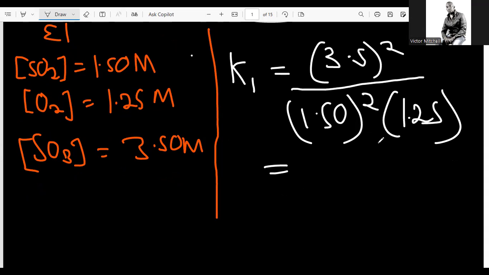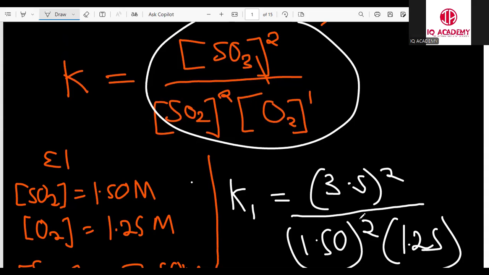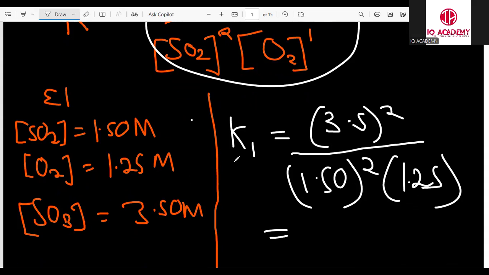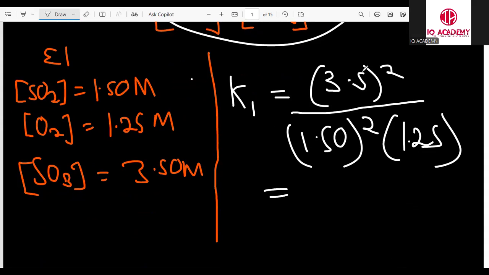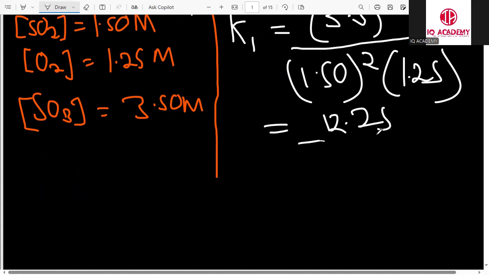Yes, sir. Okay, so I was saying you just get these concentrations here. The concentration for here, you put it on top. The concentration of here, you just replace them there. Okay, so you get your calculator, you put 3.5 squared. My calculator is saying 12.25. And then I'm dividing all this by the square of this multiplied by 1.25.